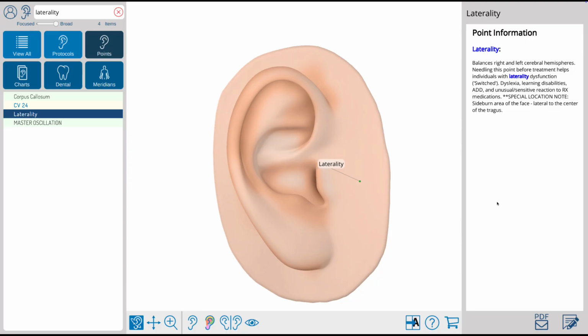Now, this isn't a magical point. It's just about correcting the brain's core operating system so the rest of your inputs can take effect.